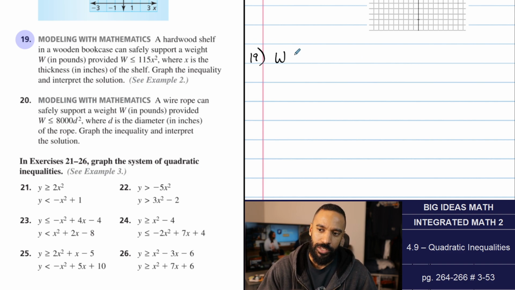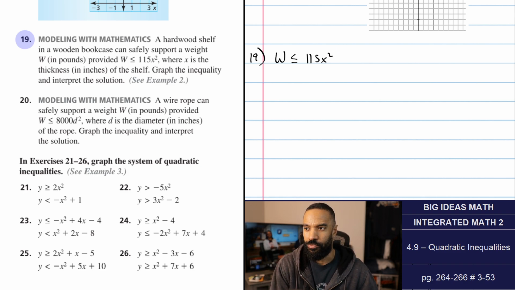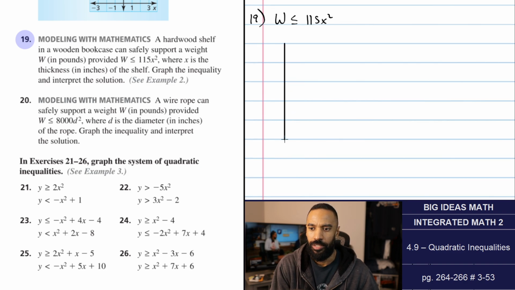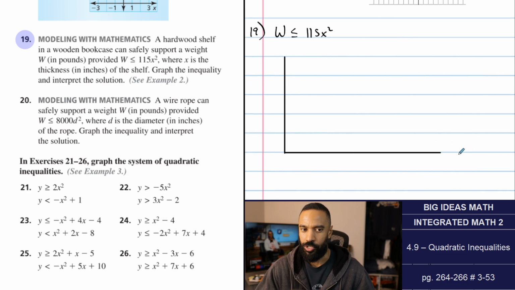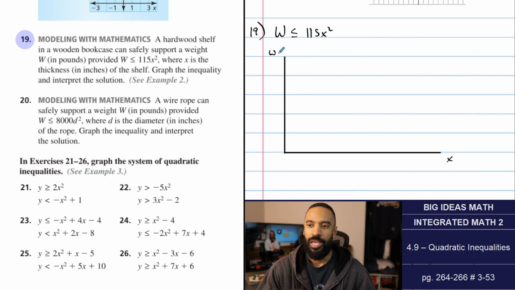So W is less than or equal to 115x squared. If you were or weren't in tune with us for the lecture portion, the important thing here is we're just looking at the first quadrant. We don't care about negative weights, negative inches, lengths, anything like that. So here's x, here's w. Now 115x squared, we go over 1, we go up 115. I want to make sure you recognize that. I want to do a 1, 1, 2, 4 kind of thing, but that 1 and that 4 over here, this is 115.